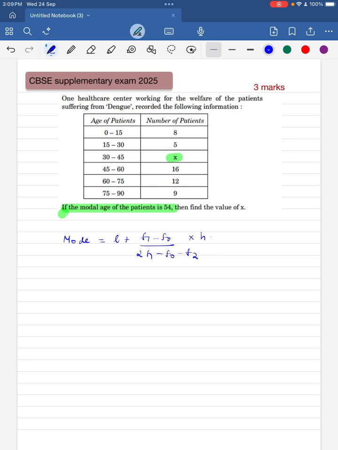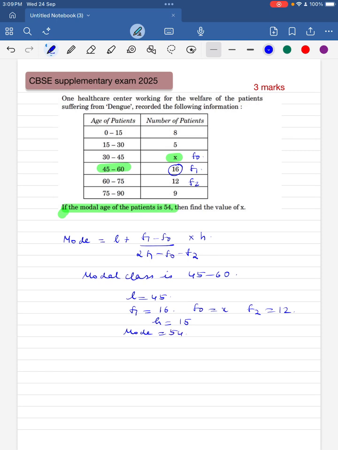Now, 54 comes in which class? It comes in class 45 to 60, which means the modal class is 45 to 60. So from this, we'll get the value of L as 45. Now, F1 is the frequency of the modal class. F0 is the frequency of the preceding class and F2 is the frequency of the succeeding class. So F1 will be 16, F0 will be x, and F2 is equal to 12. And the value of H is the class size, and in this case the class size is 15. And the mode is already given to be equal to 54.